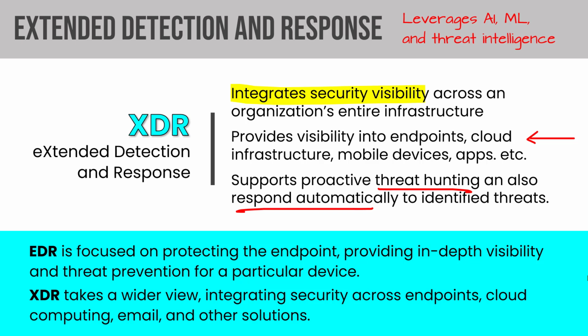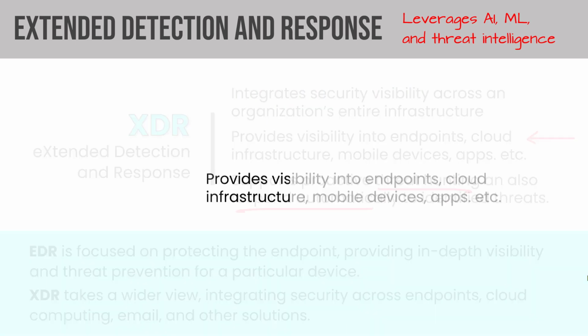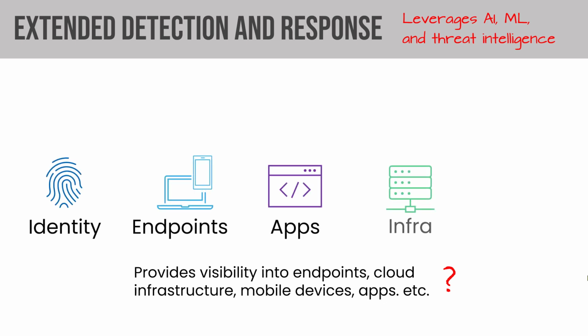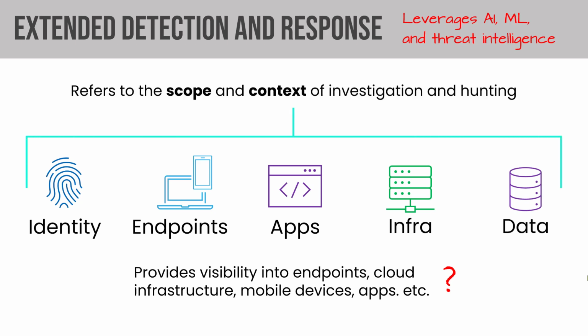Now I want to take a look at this statement here: provides visibility into endpoints, cloud infrastructure, mobile devices, apps, etc. Why is that important? Let me explain. The value XDR really adds is that broader perspective across our incidents. So when an incident is investigated, the scope with Microsoft Threat Protection, for example, is that it can investigate across identity data, endpoint data, app data, infrastructure data, and then our data sources.